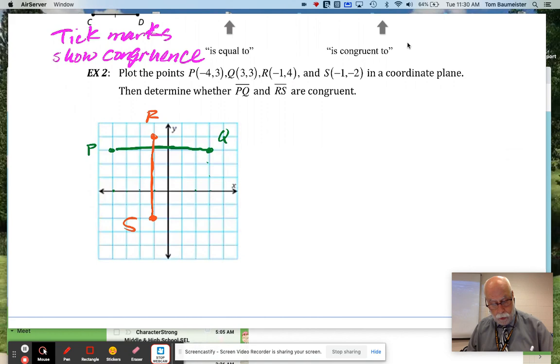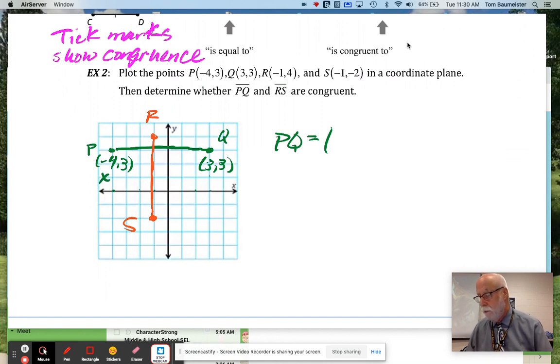So let's go ahead and do PQ. Our PQ here, remember, this was -4 and 3. This one here was 3 and 3. So in this case, you're going to look at the x direction, because that's the only one that changes. So we're going to say that PQ is equal to, and again, let's call this one X, what did I call it?